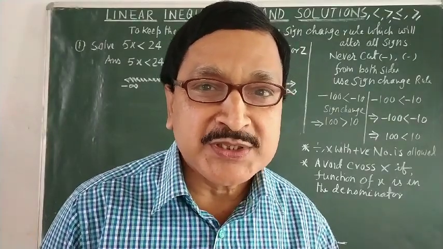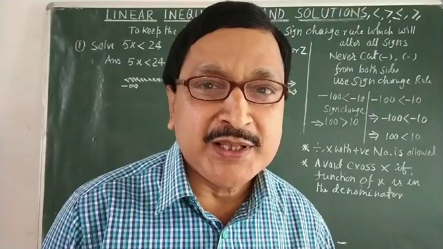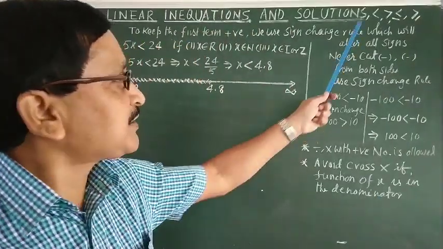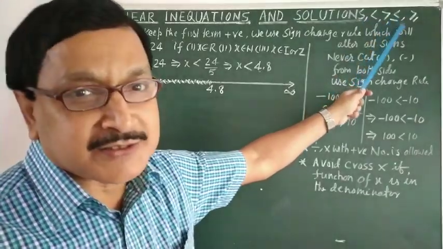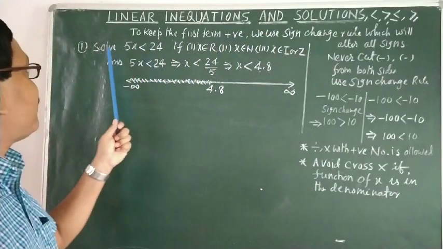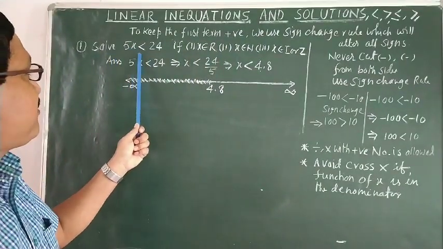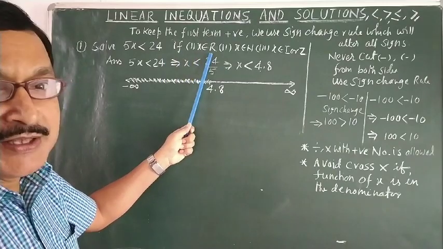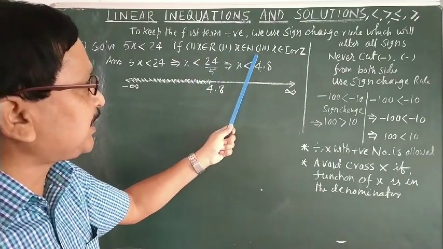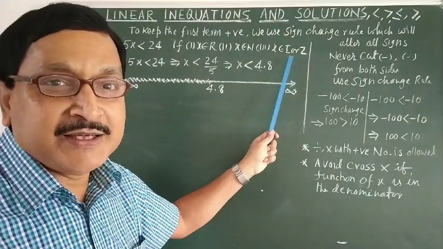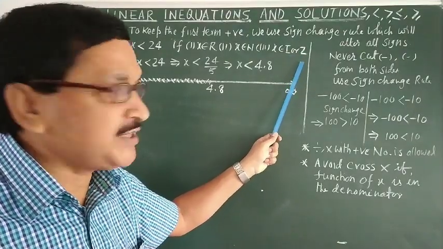So it's time to start the new chapter. The name is linear inequation. In linear inequation, the signs of less than, greater than, less than or equal to, greater than or equal to will be there. Example 1: 5x is less than 24, if x is a real number, if x is a natural number, and if x is an integer. I or Z both stand for integers.